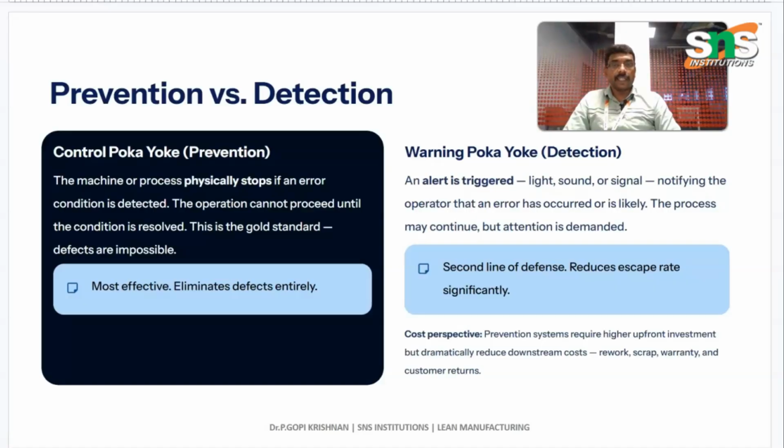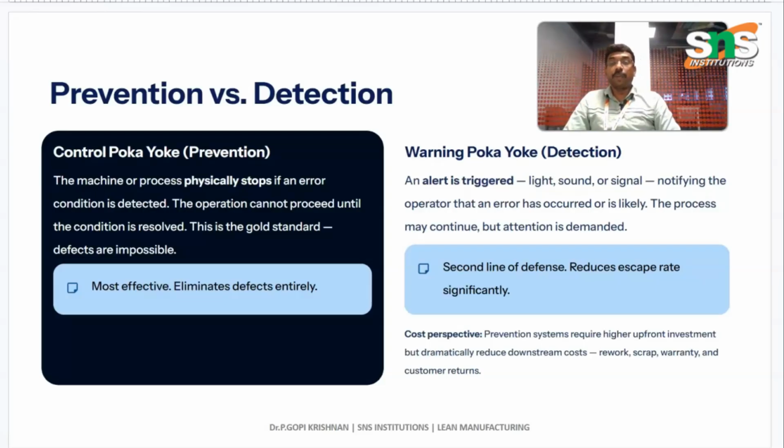So whenever there is an error or whenever there is something wrong with the system or with the manufacturing activity, suddenly the total system gets switched off so that the further operation is delayed or halted, and after the completion of all the quality checks and all the redemption activities, the manufacturing activity will be continued only after the eradication of all the failures. This is all about the prevention or the control Poka-Yoke.